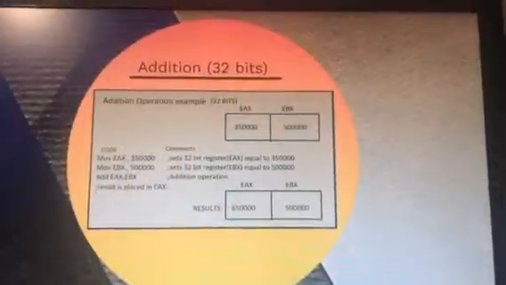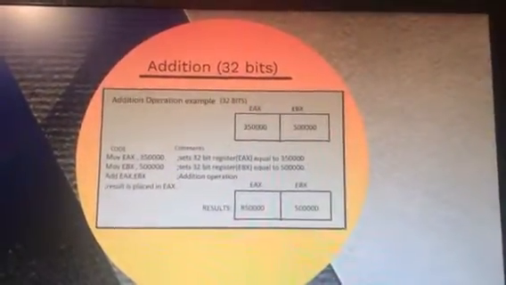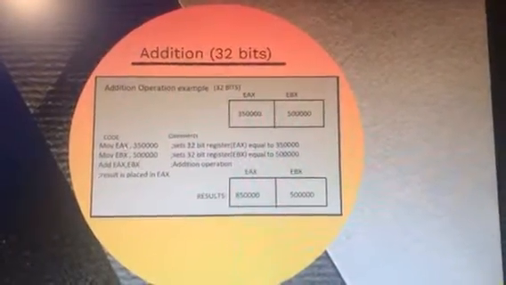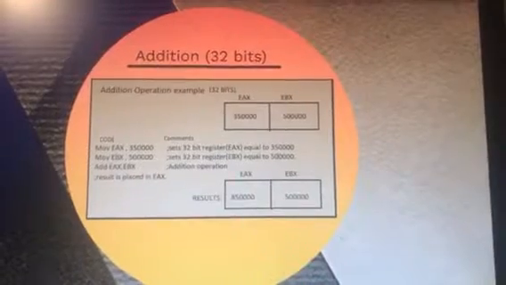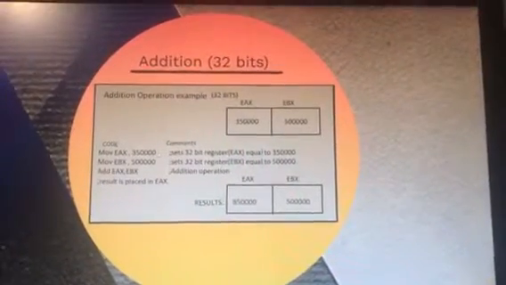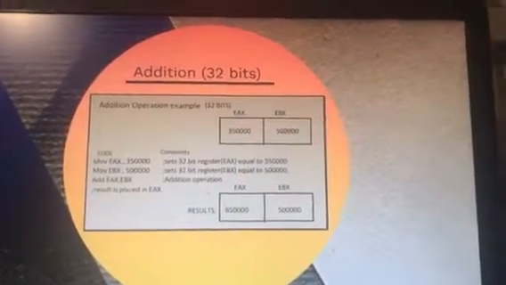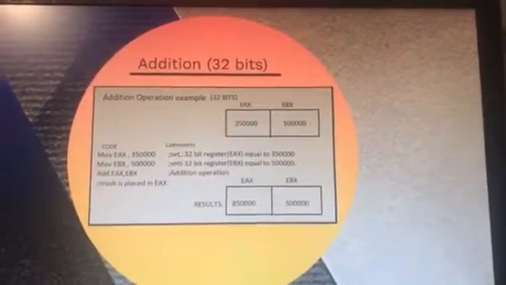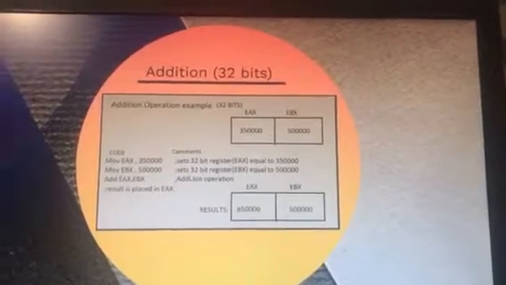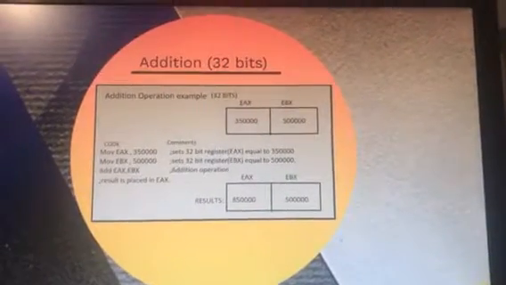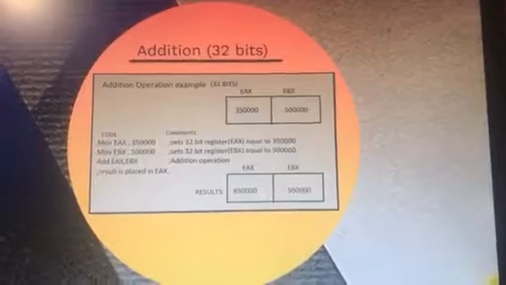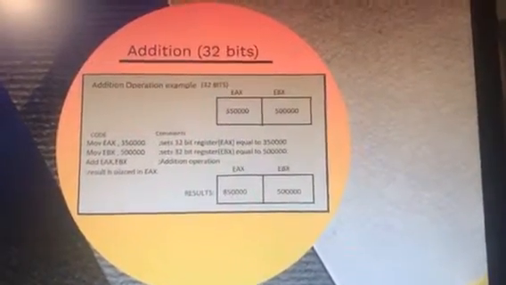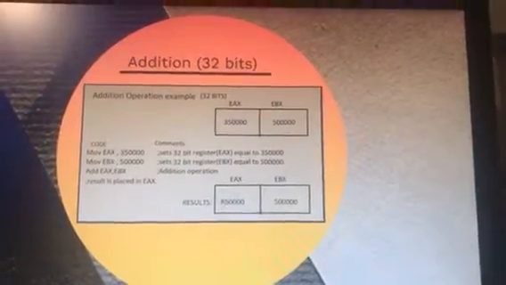Moving forward, we have addition through 32 bits. We have our registers EAX and EBX that have values of 350,000 and 500,000. Here we have the bit sizes in the comments so you can gain a better understanding. We have our addition operation. Again, we have two registers involved, and the result is placed in EAX. And our grand total is 850,000.